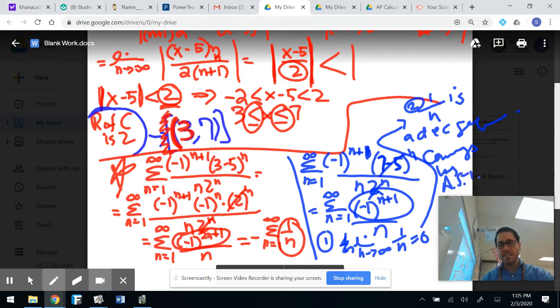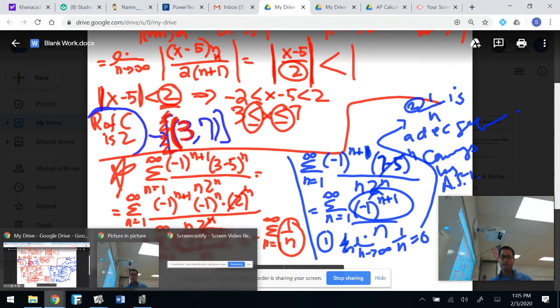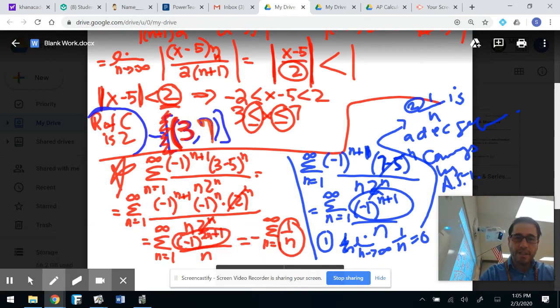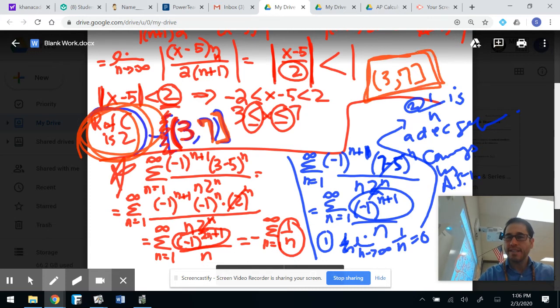AP loves these questions. Loves them, loves them, loves them. So make sure you get good at it. So then we come back into the problem. We know that 7 is good, but we are going to use the bracket. So my final answer for this problem is a radius of convergence of 2, and the interval of convergence would be from 3 to 7. Do not include the 3, but definitely include the 7.